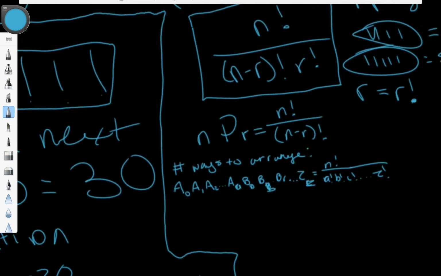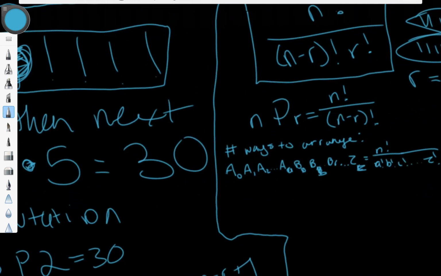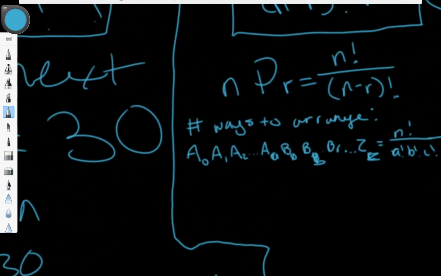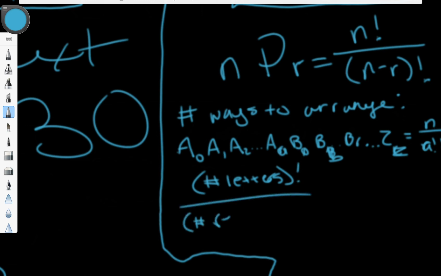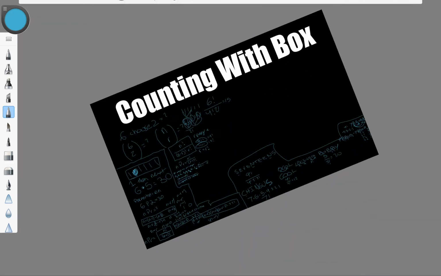I'll probably post a formula in the comments for this one, but the number of ways to arrange a word is going to be the number of letters in the word factorial over the number of repeats factorial per letter. 1 factorial is equal to 1. So if there's 1 repeat, then you're not going to have anything.